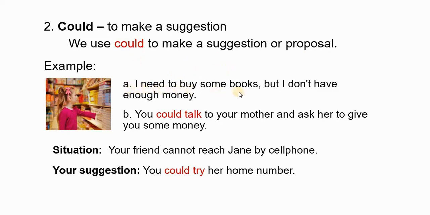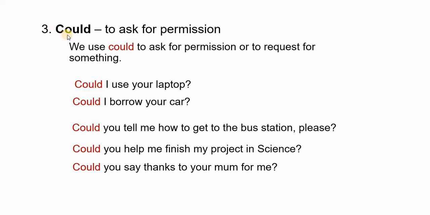I need to buy some books, but I don't have enough money. Look at the picture. Then you could talk to your mother and ask her to give you some money. Okay, here we have a situation. Your friend cannot reach Jane by cell phone, so you suggest you could try her home number. So number 3, could, to ask for permission. So we use could to ask for permission or to request for something.